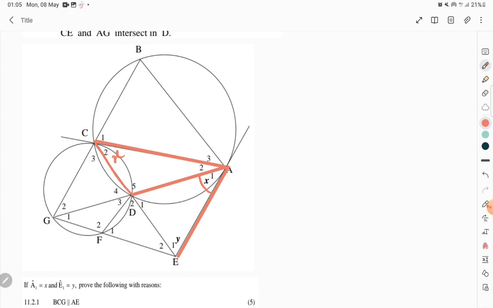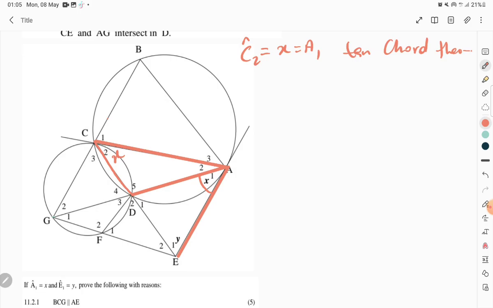It is equal to the angle subtended by the very same chord at the alternate segment of the circle. So now we can just practically write it down that angle C2 is now going to be equal to x, which is equal to A1. So we just need to tell where this x is from. The reason is the tan chord theorem.